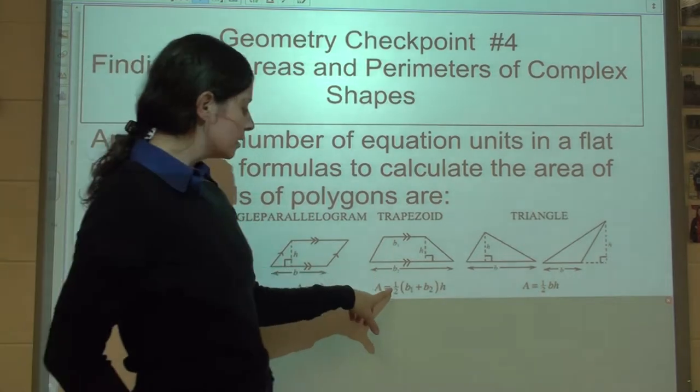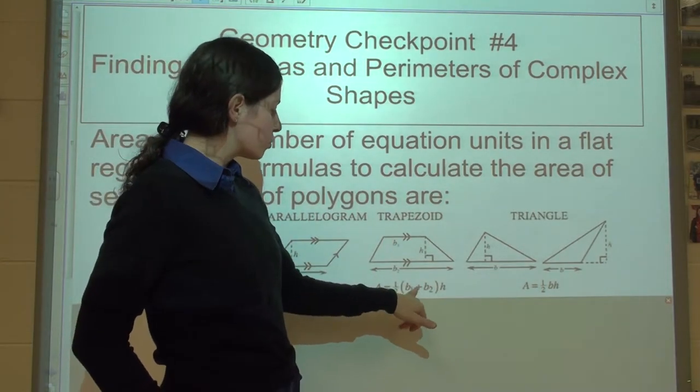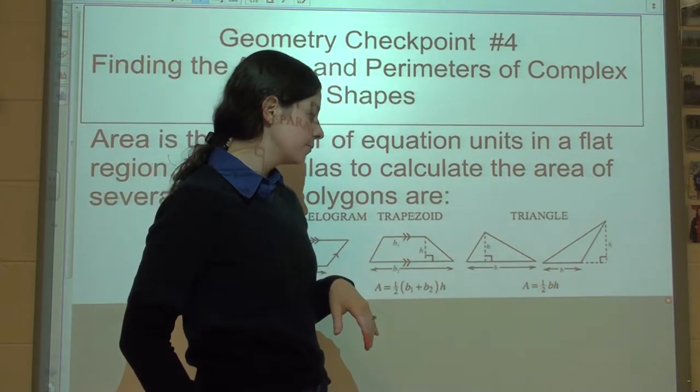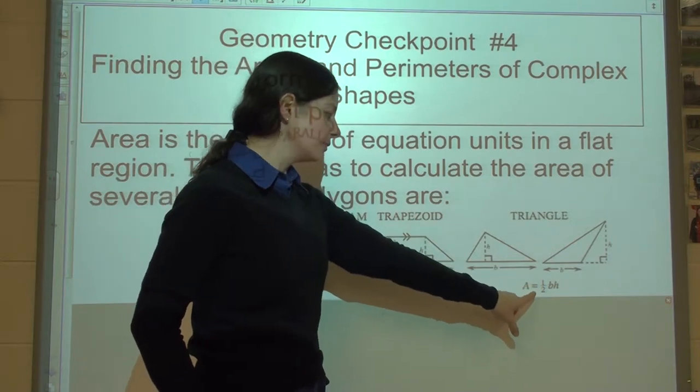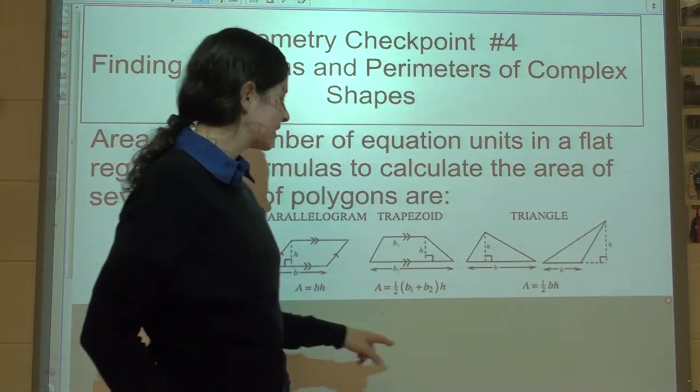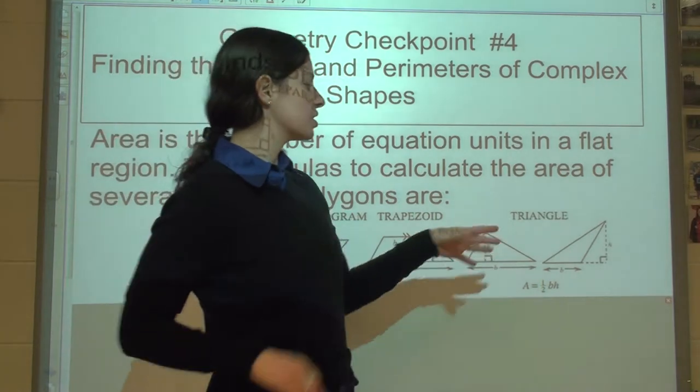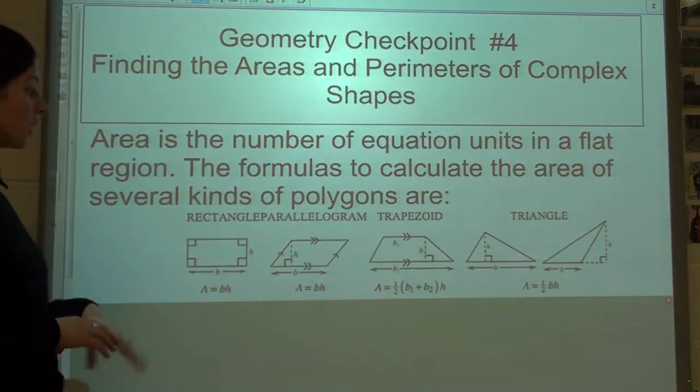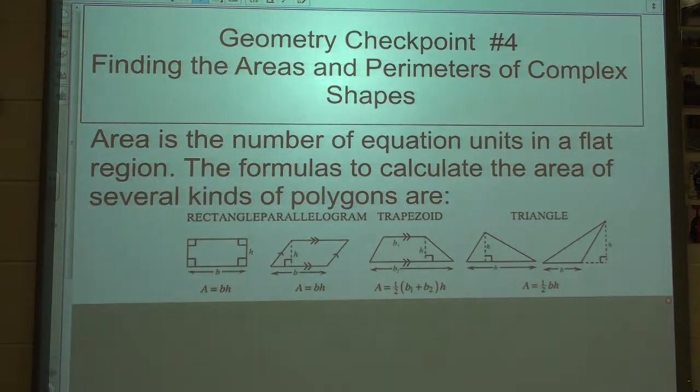For a trapezoid, it's 1/2 times the quantity, base 1 plus base 2, times the height. And for a triangle, 1/2 base times height. And again, for all of these figures, the base and the height are perpendicular. You should already have these written on your area toolkit, which I hope you already have out so you can reference it as we're working through some examples.